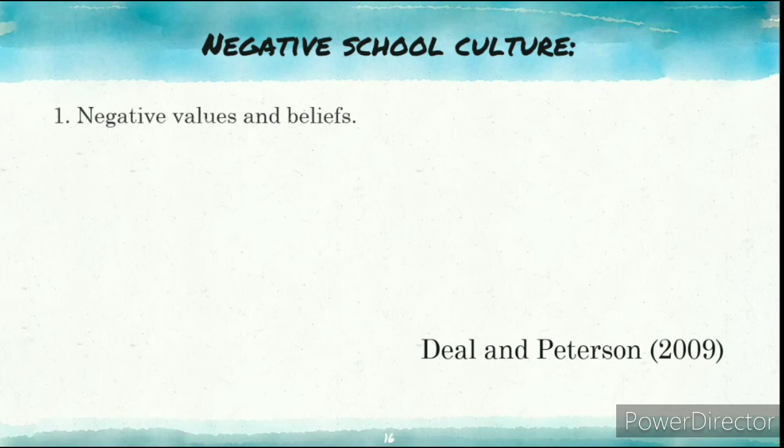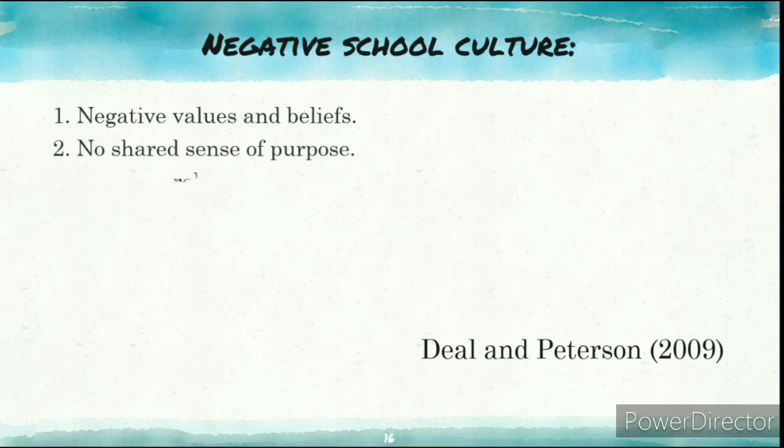First, negative values and beliefs. In toxic school culture, teachers and administrators have a negative mindset, and they usually place their personal agenda above what's best for the children in order to manipulate them to increase their power and status. Number 2. No shared sense of purpose. In toxic school culture, the teachers and administrators have no sense of purpose. The mission and vision are not being applied, and the school performance and academic achievements of the students are a failure.